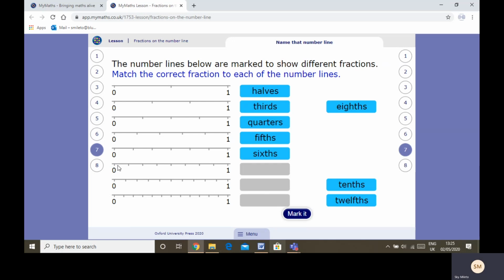Now this one isn't sevenths, it's 1, 2, 3, 4, 5, 6, 7, eighths. Okay, that's why it's important to count. I know we don't have a seventh here, but we need to count it anyway. 1, 2, 3, 4, 5, 6, 7, 8, 9, tenths. And therefore the last one, which has the smallest divisions, you can see that they're smaller, so they must be 12ths.